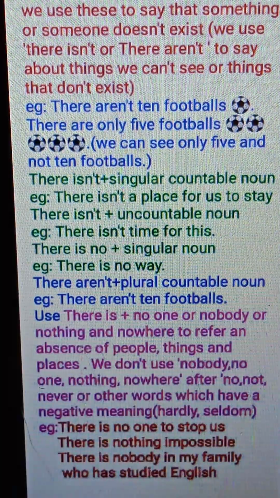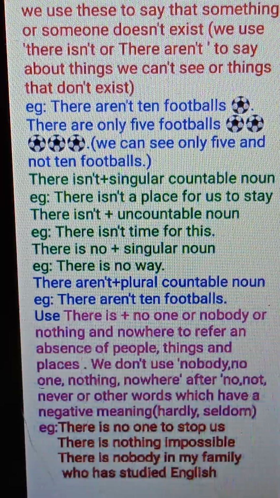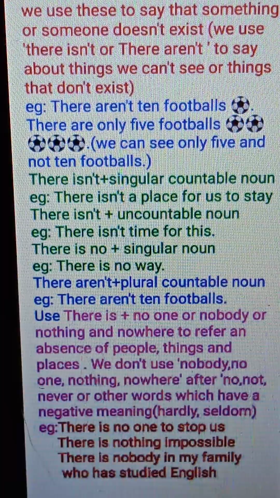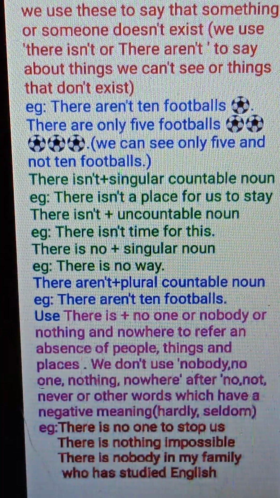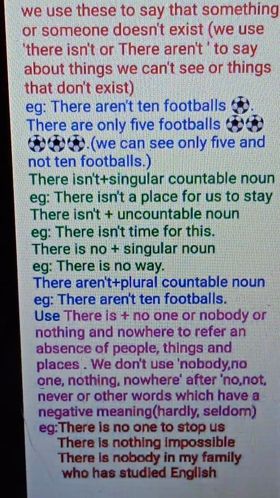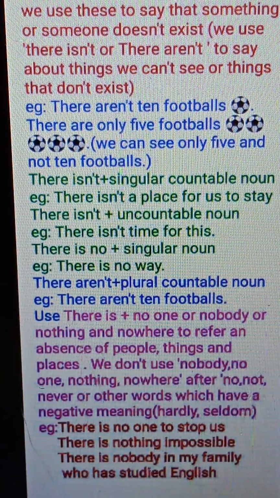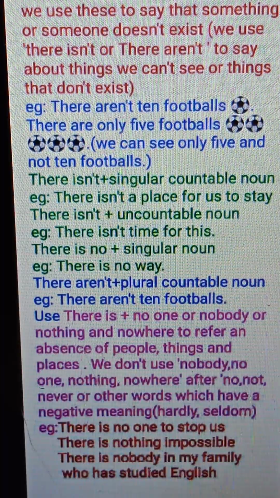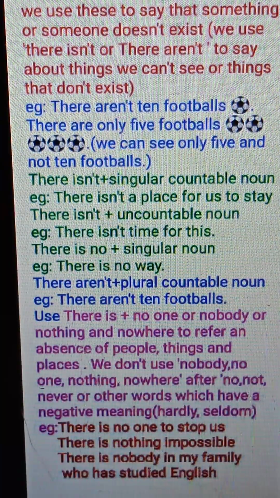Here there are other usages. After there is, we use no one, nobody, nothing, and nowhere. These are used to refer to an absence of people, things, and places. These are negatives. No one is negative, nobody is negative, nothing is negative, nowhere is negative.